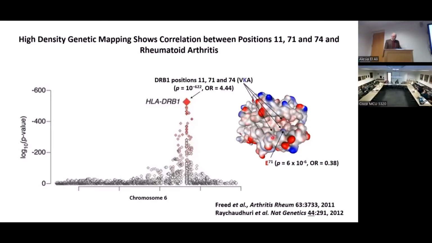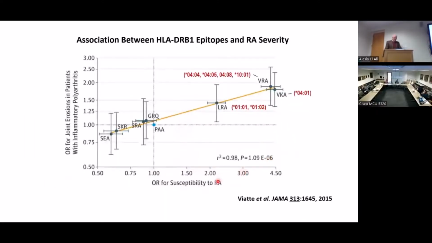But what's of particular interest is the fact that one of these amino acids, the middle one, position 71, if instead of being a basic amino acid, it's an acidic amino acid, it is highly resistant. So kind of looking like a light switch of on and off in terms of susceptibility. And now if we compare the susceptibility to RA with the susceptibility to severe RA, there's a strong correlation. So what we're really saying is that the alleles that are susceptible make you also susceptible to severe RA. And the R squared on this is 0.98, so it's almost a perfect correlation.